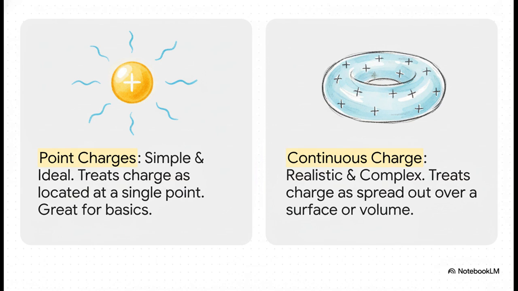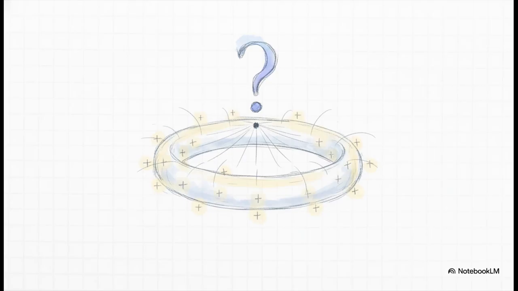Basically, the charge isn't at one spot anymore. It's smeared out over a line or across a whole surface or even throughout an entire volume. I mean, just look at this charged ring. Every single little piece of this ring is its own tiny charge, creating its own little electric field. So if you want to figure out the total field at some point, say right above the center, you'd have to add up the effects from an infinite number of points all along that ring. I mean, how in the world do you even begin to do that?